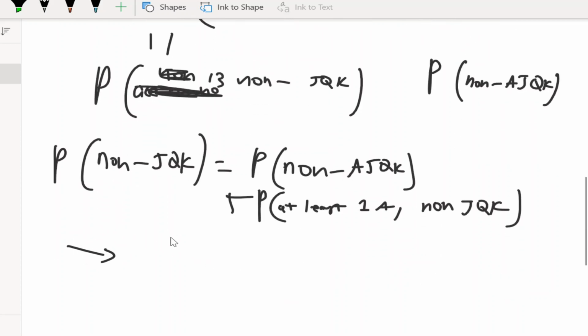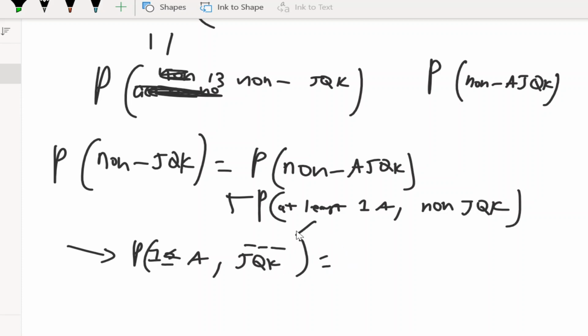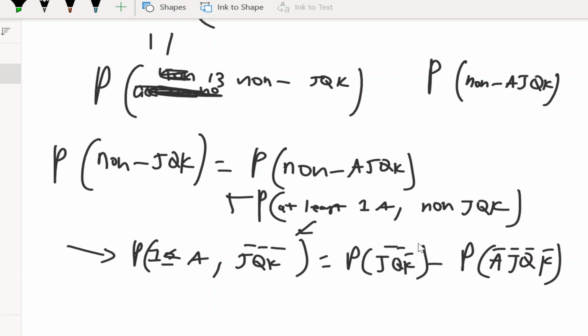So what we want is this. So we can just use some simple math to get P of greater than 1 ace, J, Q, K is equal to, remember this is equal to that, P of J, Q, K minus P of A, J, Q, K. And these bars are equal to complement, so non-A, J, Q, K. And you'll see that's exactly what we did here.